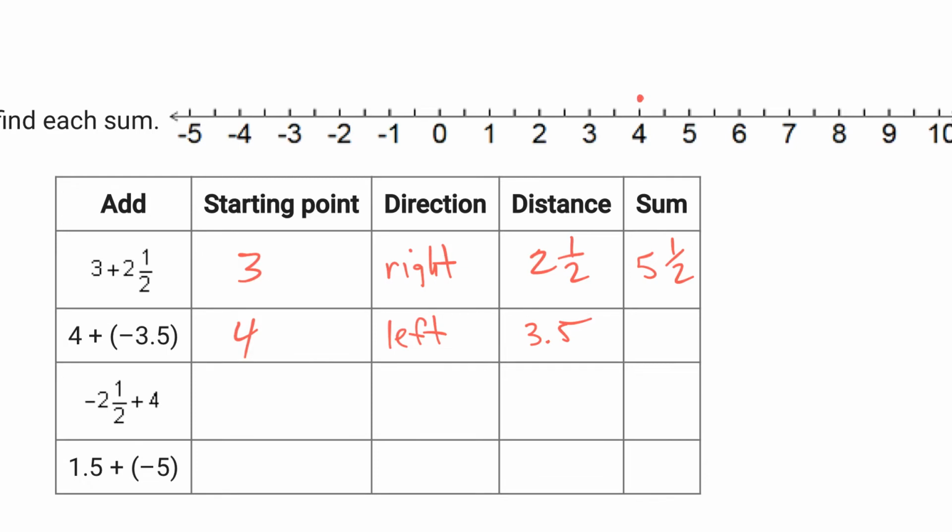And so if I start at 4 and I go to the left 3.5, that means I go 1, 2, 3.5. So I'm going to end up at 1/2 right there. And so it's 1/2 or 0.5. Okay, I'm going to erase this little part here.